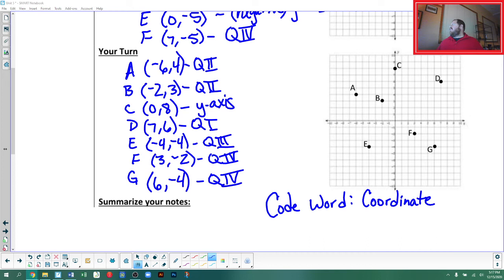From here, though, what I would expect you to do is to summarize your notes the best that you can. Summarize your notes to the best of your ability. And if you're able to do that, then you have a really good understanding of what's going on.